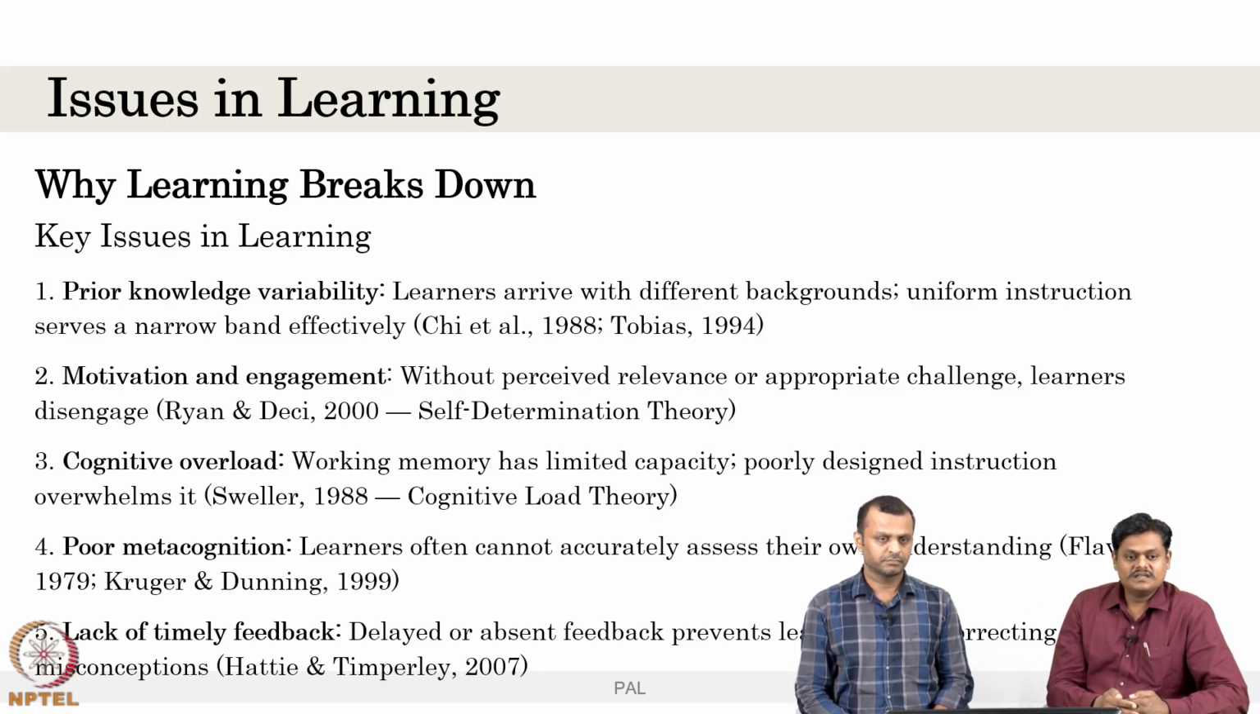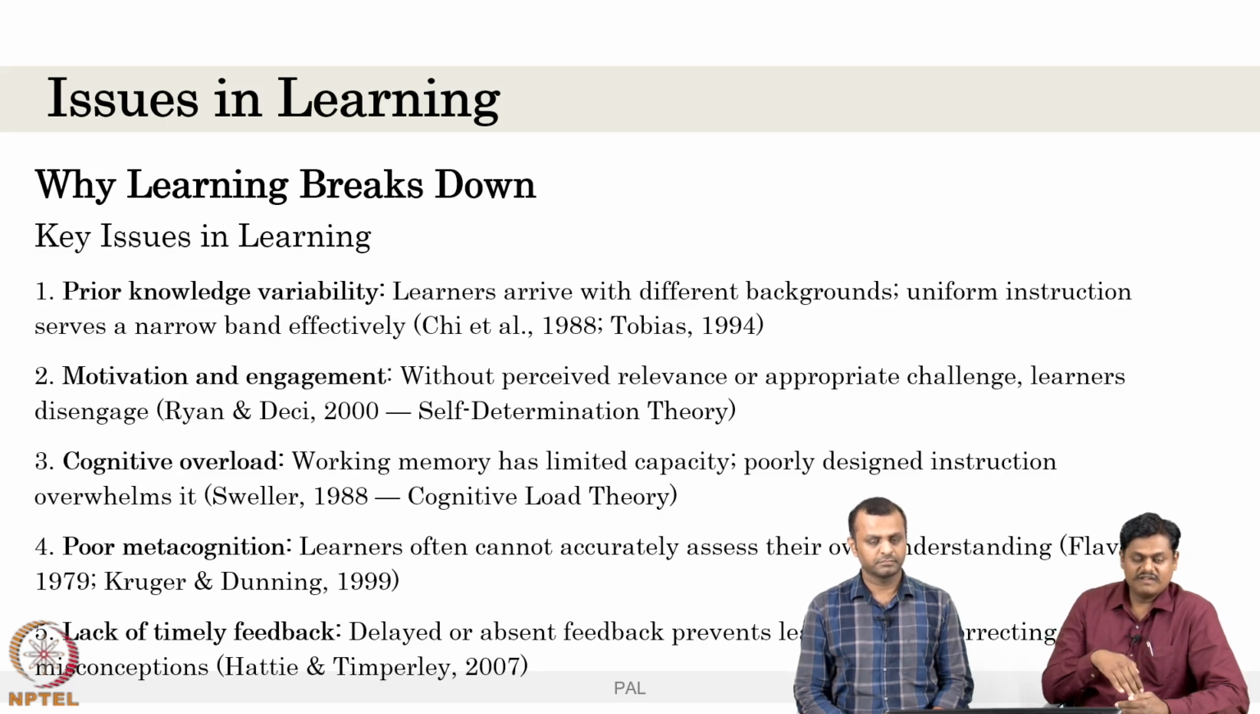The next key issue is poor metacognition. Metacognition is the ability to regulate one's own cognition: am I learning effectively or not? And if I am not learning effectively, what should I do to manage and regulate my learning processes? This skill is primarily considered metacognition in learning. Learners often cannot accurately assess their own understanding, hence learning derails.